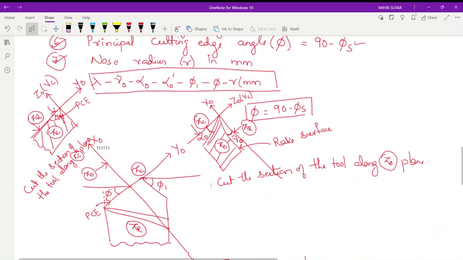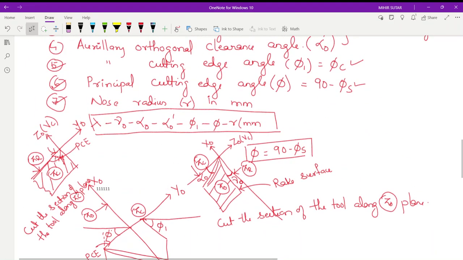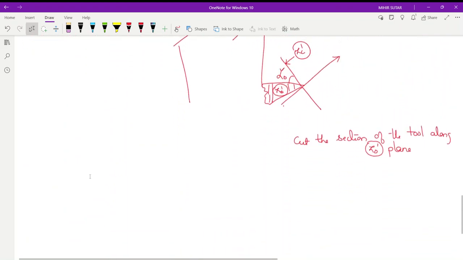Now we'll define each and every angle. First is the inclination angle lambda. Here we can see the inclination angle lambda. What is lambda? We can define it now; I think by this time you might have learned how to define it. What is the inclination angle? Lambda is the angle made by the principal cutting edge with the pi r plane, measured along the pi c plane. I think it's very clear. The angle of inclination is the angle that the principal cutting edge makes with the pi r plane, and it is measured along the pi c plane. Let's write down the inclination angle lambda.